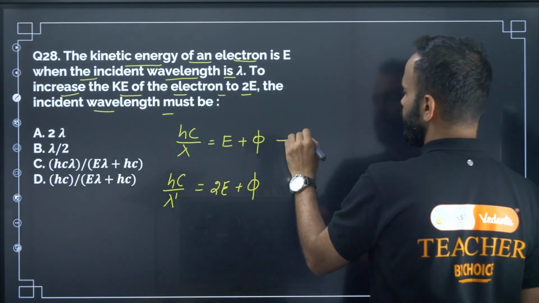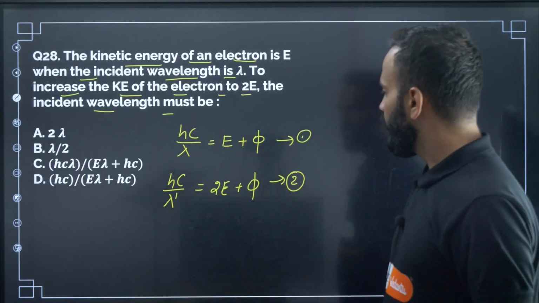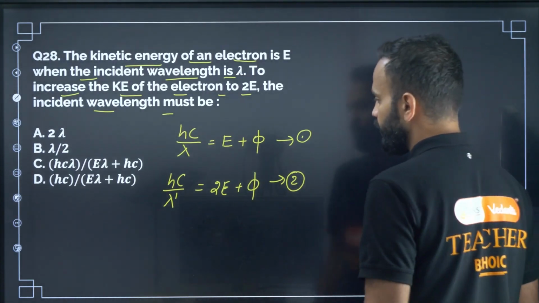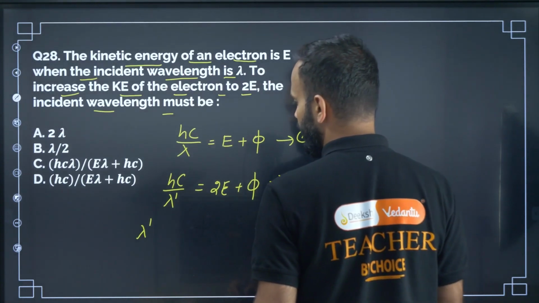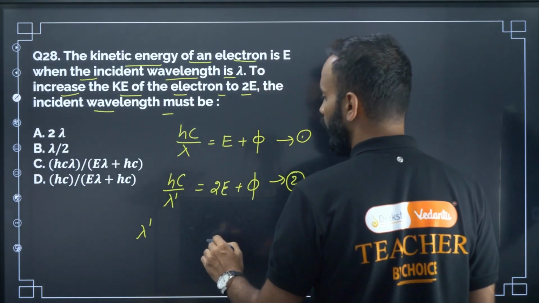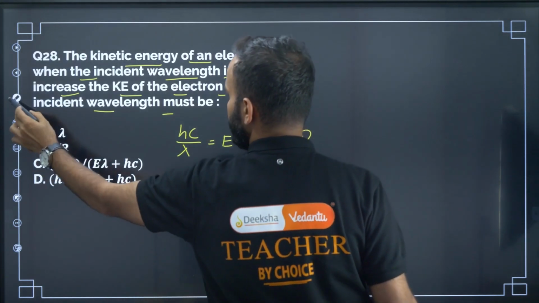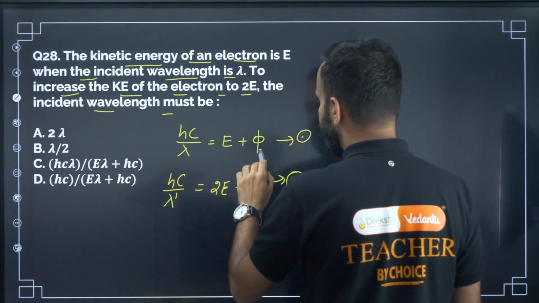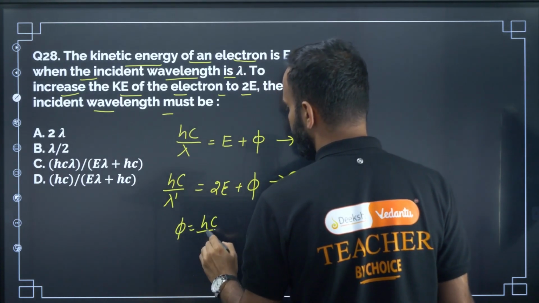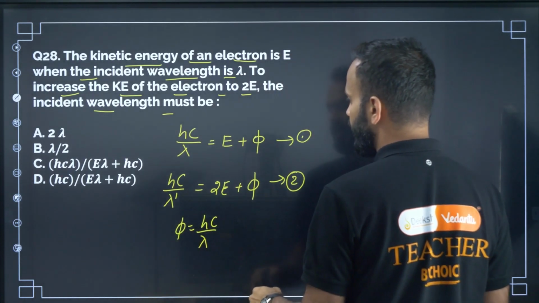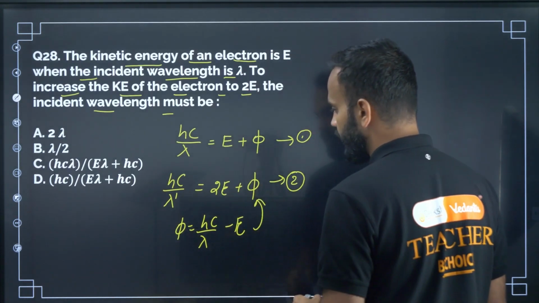So this is the first equation and here this is the second equation. Now divide the first equation by the second equation. You will get lambda dash, and we need to write it in terms of Hc. I can write the first equation as phi equal to Hc by lambda minus E. Now substitute the expression of phi into the second equation.